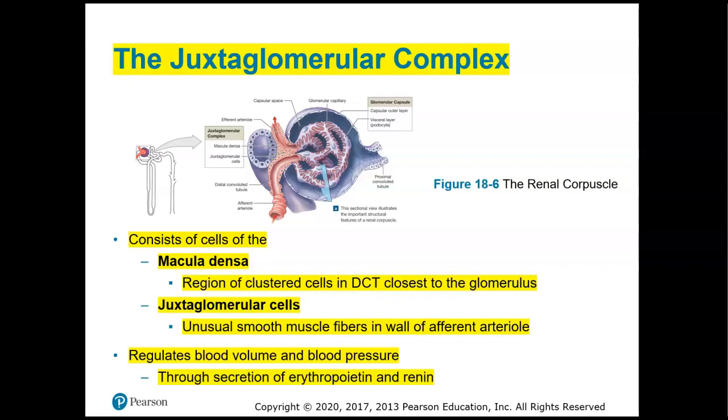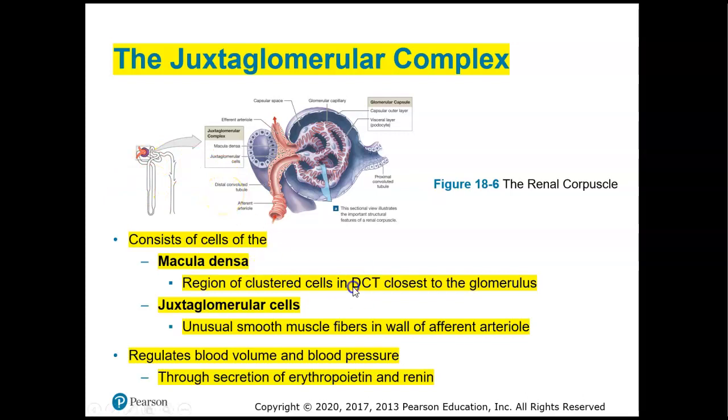This is slide 32 of the chapter 18 PowerPoints. What we need to talk about now really is the juxtaglomerular complex. So we have to go back to where the afferent arteriole and the efferent arteriole enter and exit the glomerulus at this point. So what you also have going on here, if we go back to, in fact, let me blow this up.